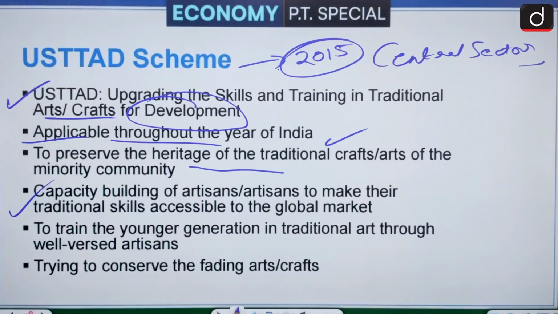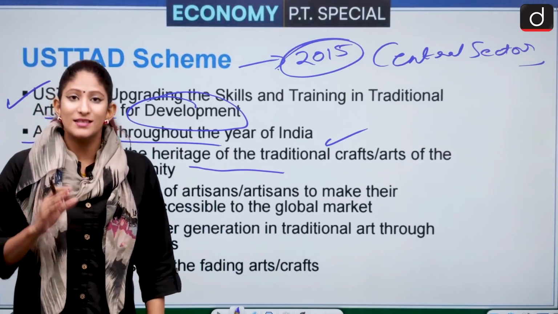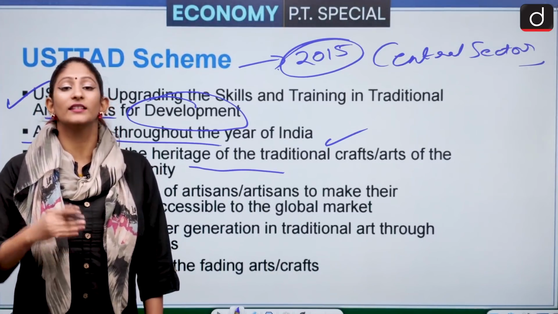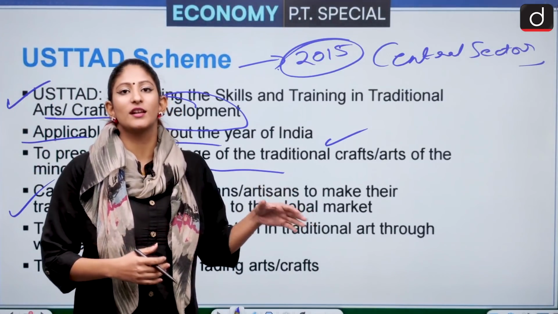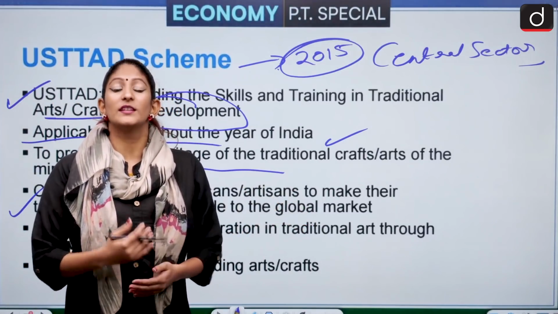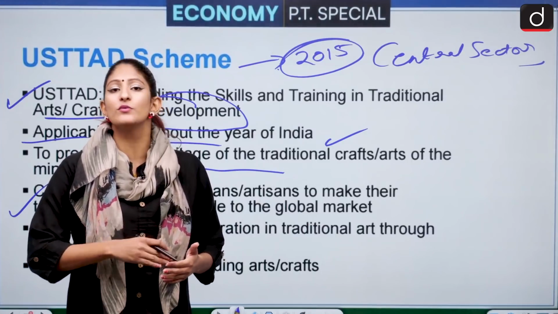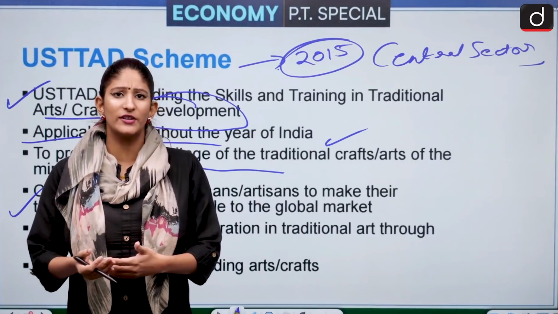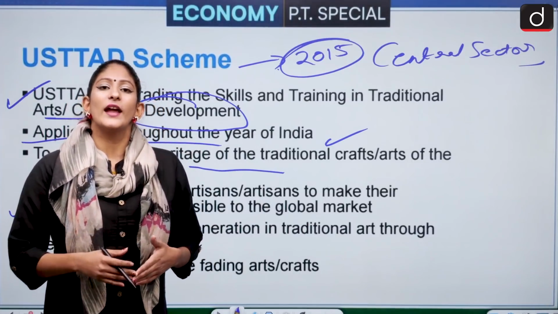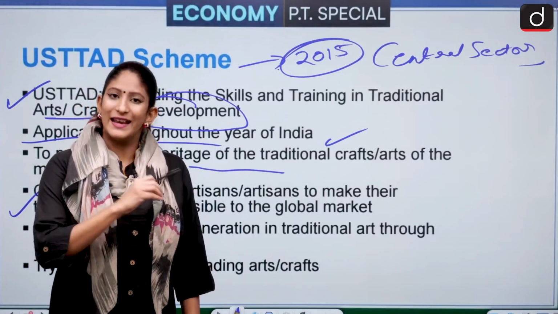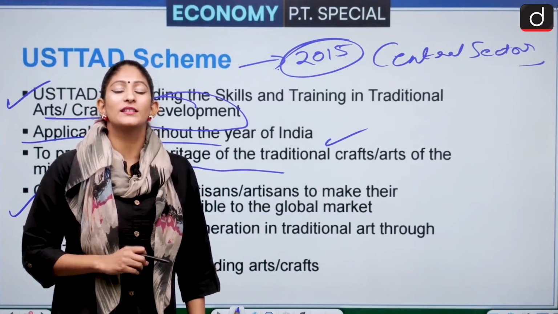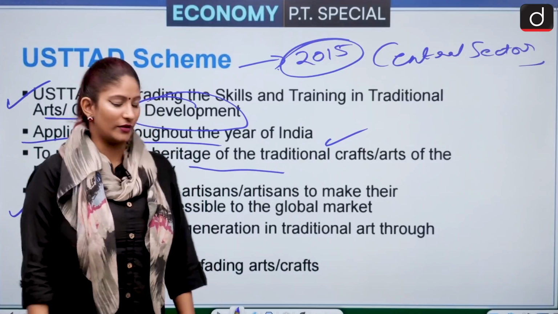Also, to train the younger generations in traditional skills through well-versed artisans, and also, very important, trying to conserve the fading away of arts and the cultural heritage, because if any occupation is not paying well, what will happen? The younger generations will try to move to some other places in order to get a better remuneration. So they will, of course, try to get rid of their ancestral heritage, which should not be done, because any heritage is a very important and intrinsic part of the culture of any country, right?